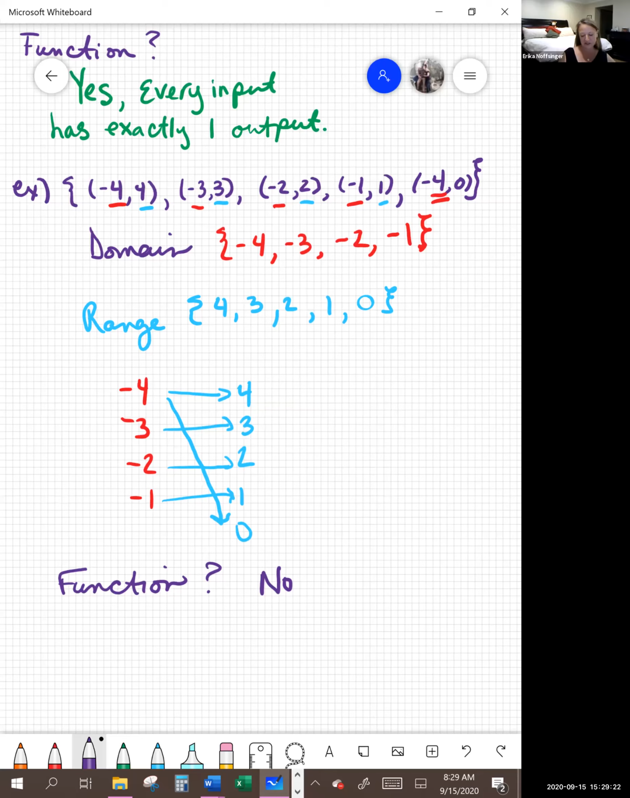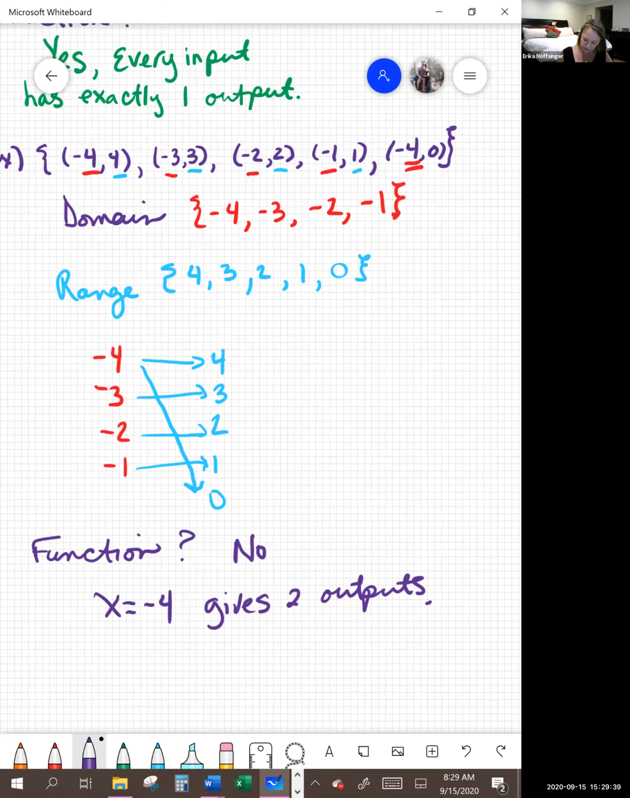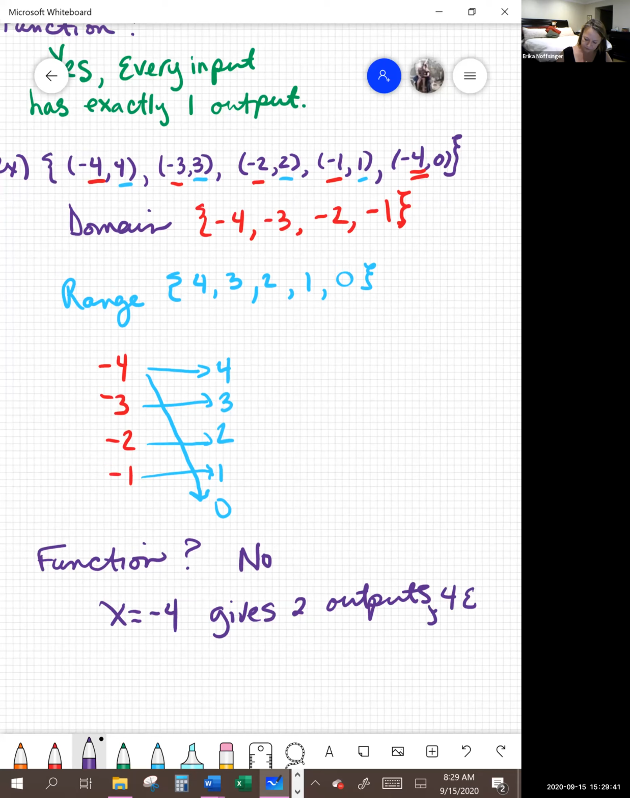So no, it's not, because that x equals -4 is 2 outputs. And they were 4 and 0.